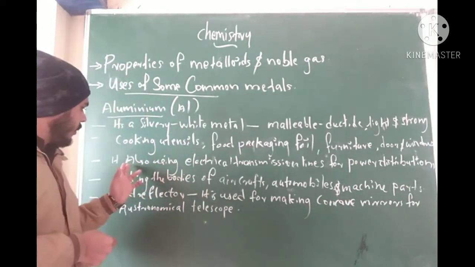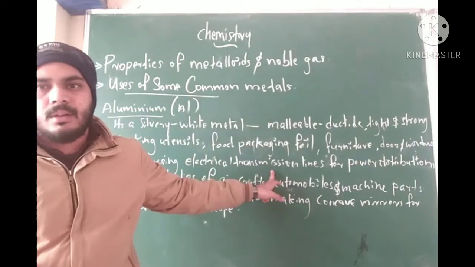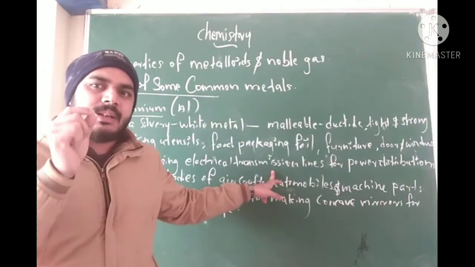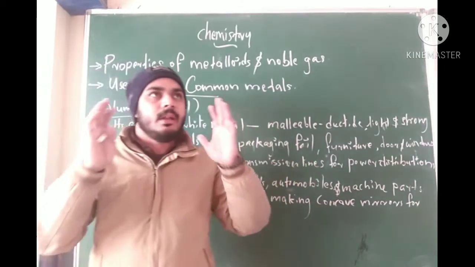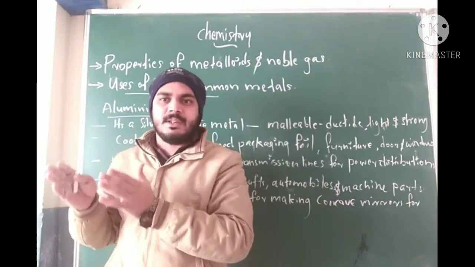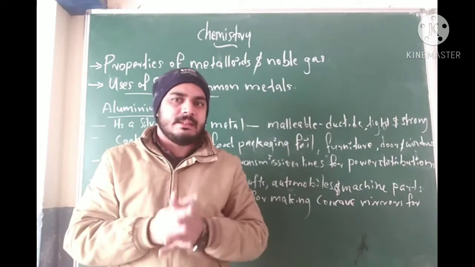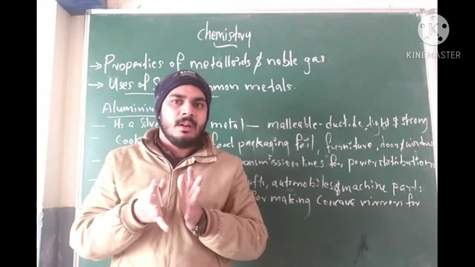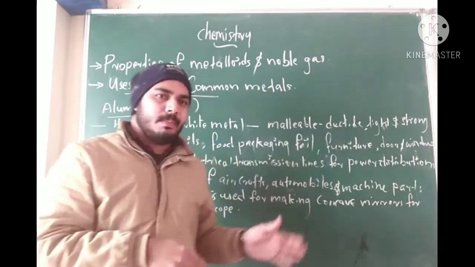And next, it is also used in electrical transmission lines. Aluminium is always used in electrical transmission lines for power distribution. Power distribution means electricity, or electron transmission, from one place to another place. It is a good carrier of electricity. That's why aluminium is also a good transmission material, easy to conduct electricity from one place to another.